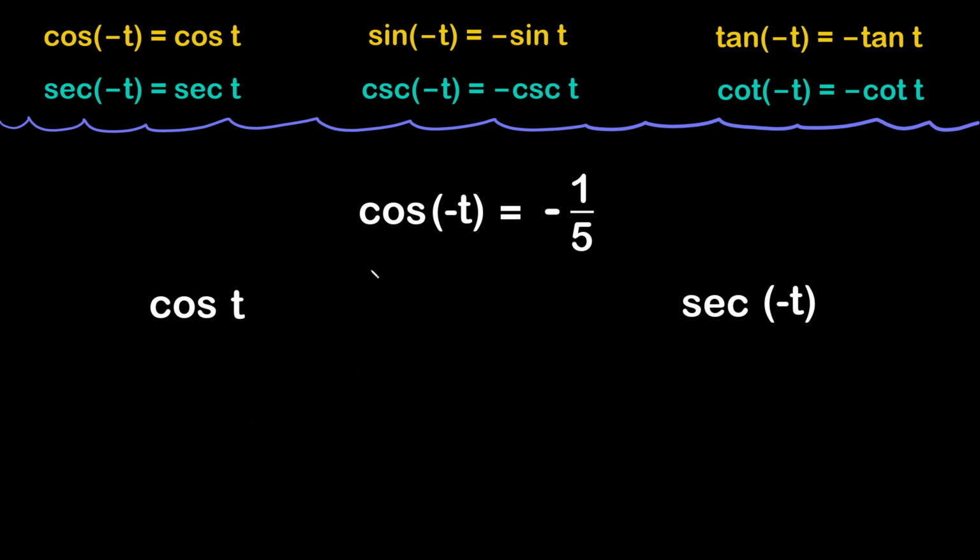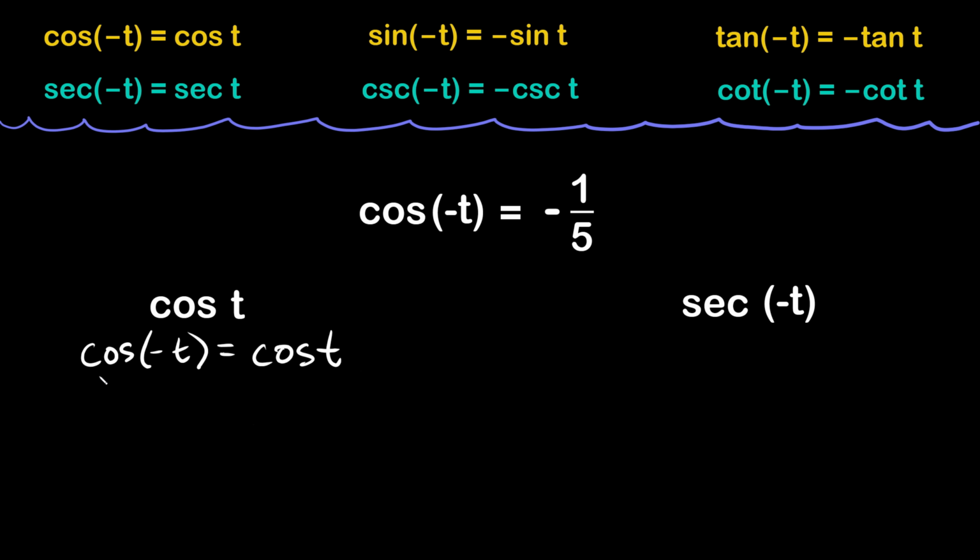Now for this next example, we're given that the cosine of negative t is equal to -1/5. And these are the two trig functions that we're looking for: the cosine of t and the secant of negative t. Let's start with the first one on the left. Let's find the cosine of just positive t. The trig identity here tells us that the cosine of negative t is equal to the positive cosine of t. So let's write that out for reference. The cosine of negative t is equal to the cosine of t.